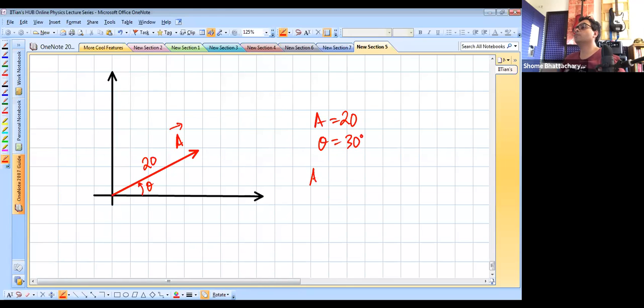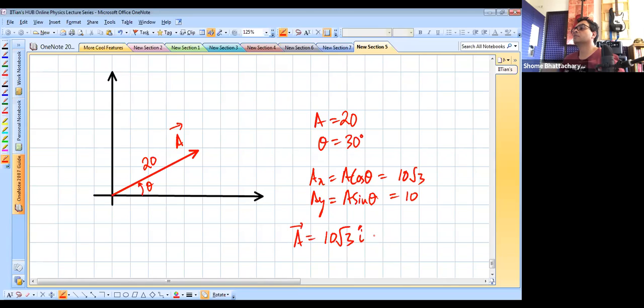So your x component is A cos theta, which is 10 root 3 and not minus 10 root 3. That's the important thing. And your y component is A sin theta, which is 10. So the vector A becomes 10 root 3 i cap plus 10 j cap. That's it. This is my answer.